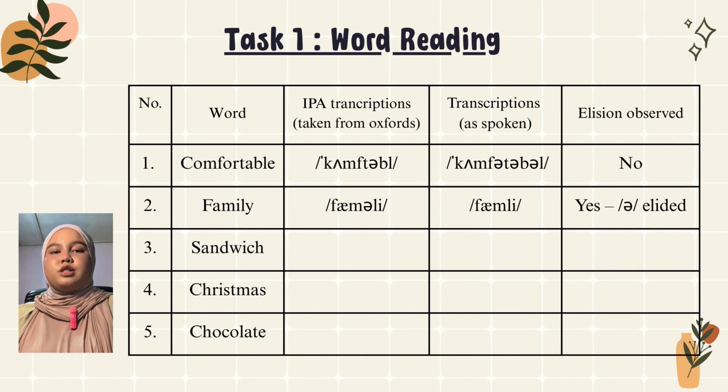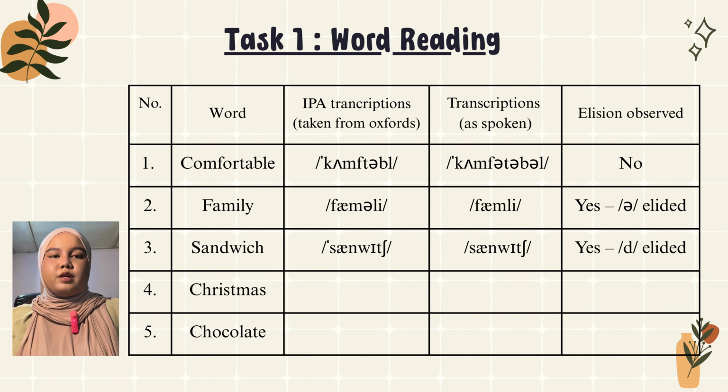Now, moving on to the second word, family. Let's hear the participant's pronunciation. So over here, there is an elision observed. The schwa is omitted. The participant used the compressed native-like form. This indicates exposure to fluent or fast speech patterns where weak vowels are dropped. So it becomes "famly" instead of "family".